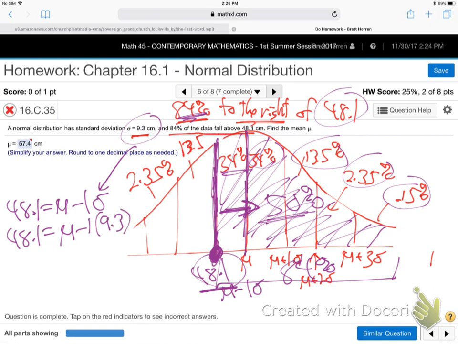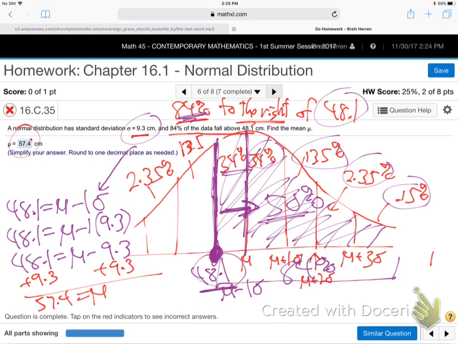I can solve for mu. Mu is the only letter left. I can solve that equation for mu. 48.1 is mu minus 1 times 9.3, which is 9.3, right? How do you solve for mu? Add the 9.3, right? And so mu equals, I don't know, 57.4? Oh yeah, that's right, 57.4. Done.